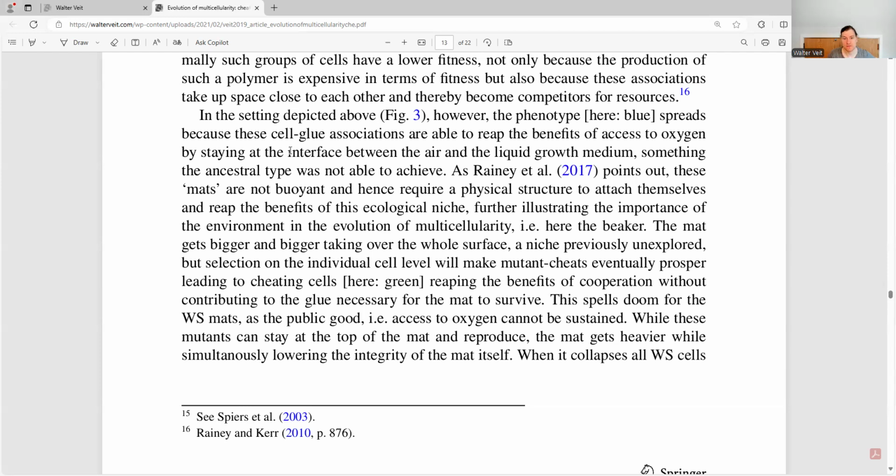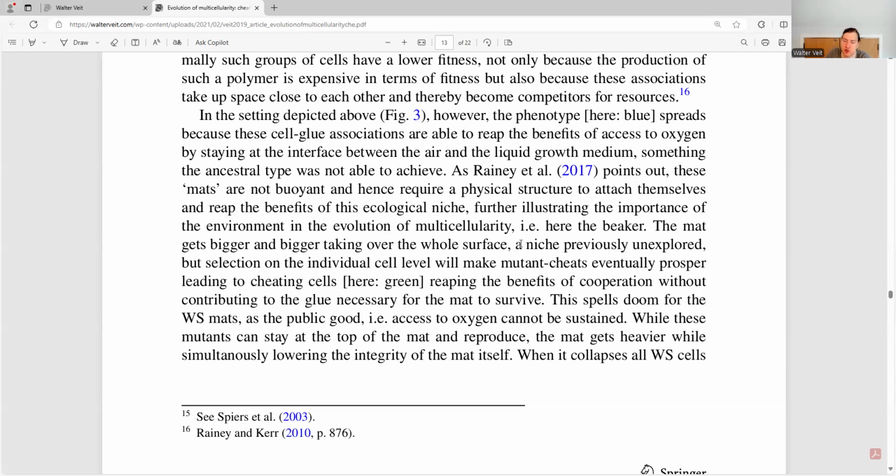As Rainey et al. 2017 point out, these mats are not buoyant and hence require a physical structure to attach themselves and reap the benefits of this ecological niche, further illustrating the importance of the environment in the evolution of multicellularity. It is here, the beaker. The mat gets bigger and bigger, taking over the whole surface, a niche previously unexplored.